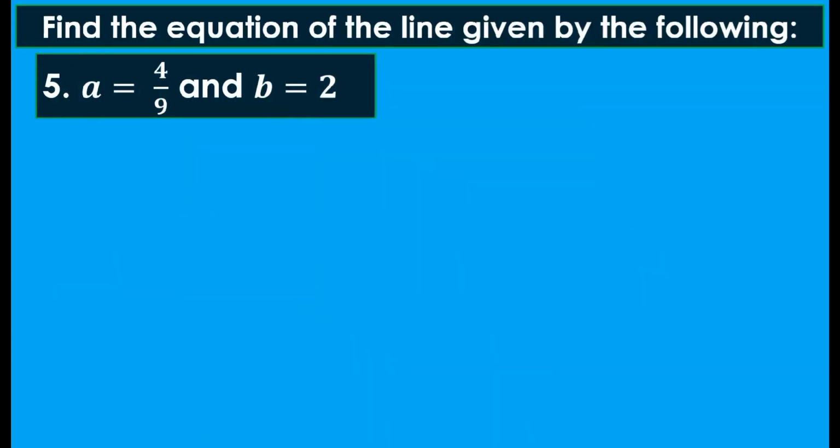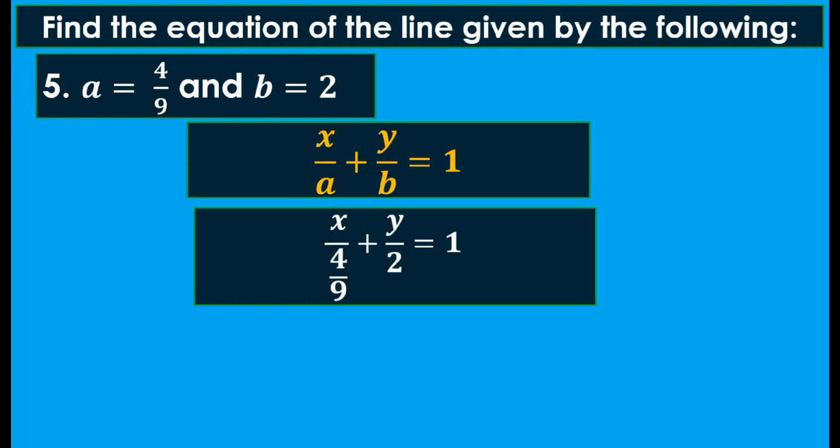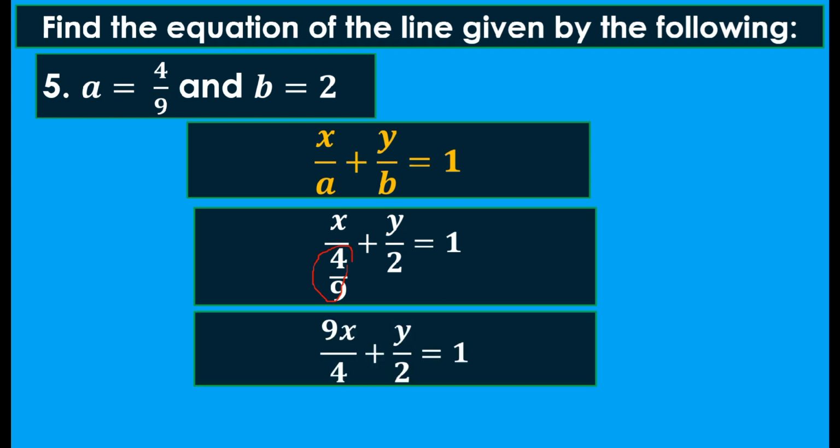Okay, let's have another one. A equals 4 over 9, and B equals 2. So, x over a plus y over b equals 1. So, x over 4 over 9 plus y over 2 equals 1. Then, get the reciprocal. This 9, it would become 9x over 4. Ma'am, bakit? Kasi x divided by 4 over 9. Naalala nyo nung grade 4 nyo? So, get the reciprocal of this. Magiging x times 9 over 4. So, x times 9 is 9x over 4.